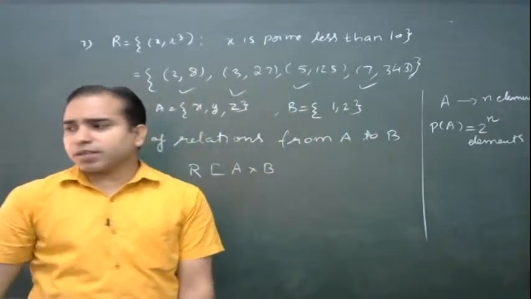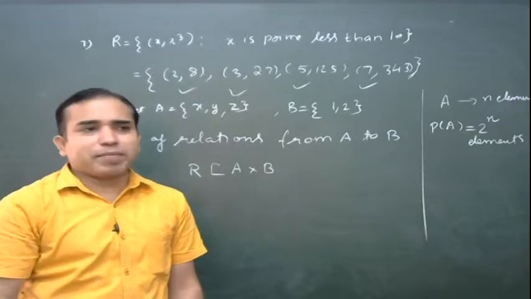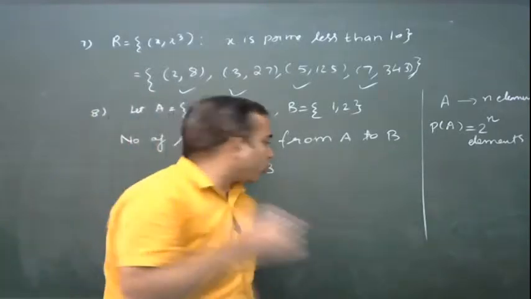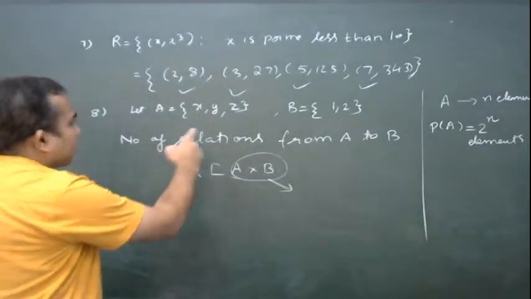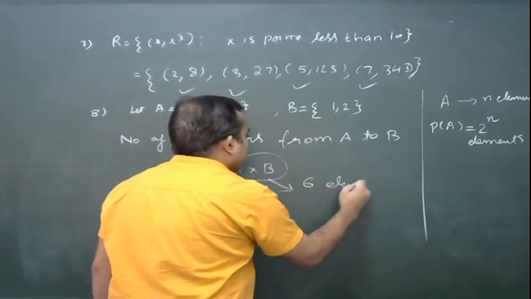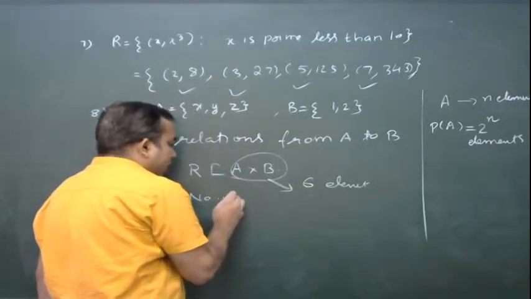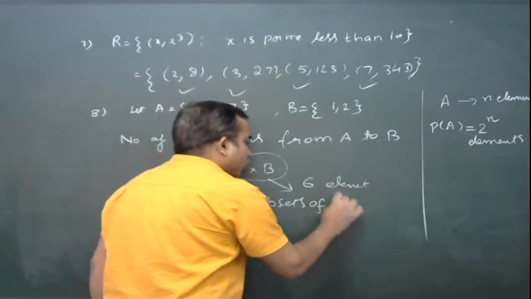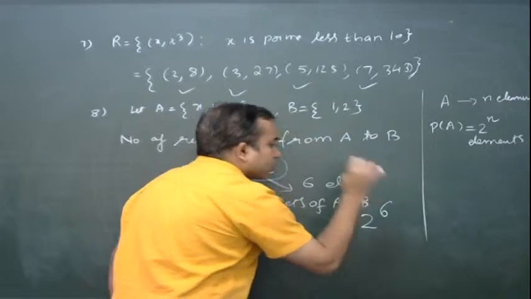Correct? So 2 raised to power n elements means I should find how many elements A cross B will have. A has 3 elements and B has 2, so 3 into 2, that is 6 elements in A cross B. So the number of subsets of A cross B will be, applying the theorem, 2 raised to power 6.